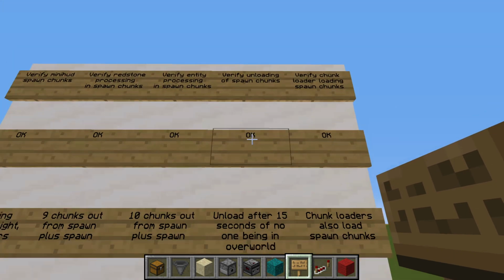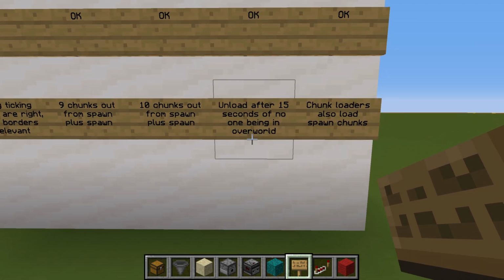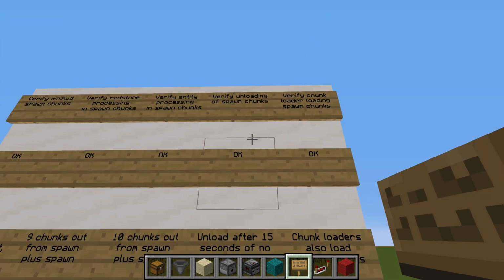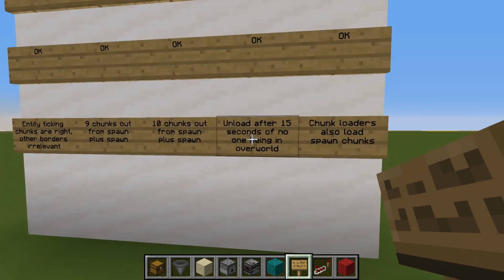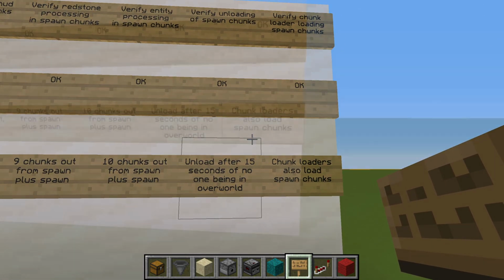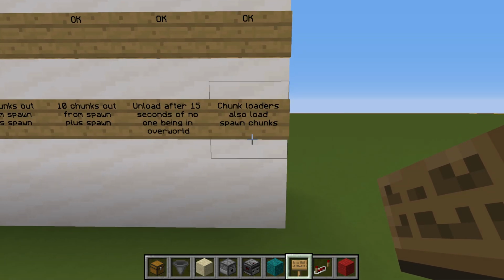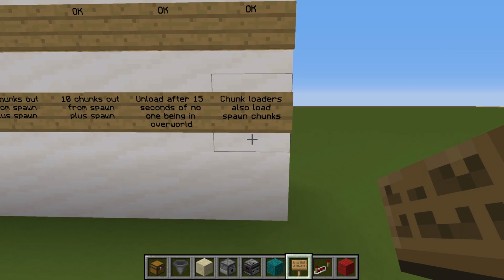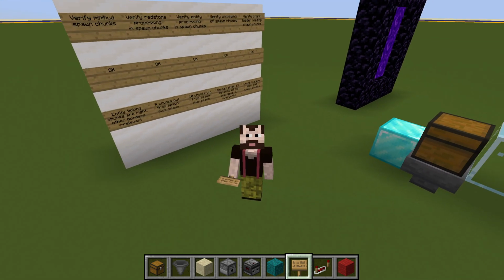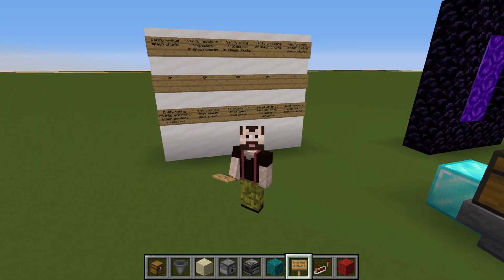Spawn chunks do unload after 15 seconds of nobody being in the overworld. My test didn't show it was exactly 15 seconds, but I'm willing to trust the wiki and other information I have, and my test showed close enough. And chunk loaders anywhere will also load spawn chunks, even if the chunk loader is way outside of them. That should be it for this simple experiment.